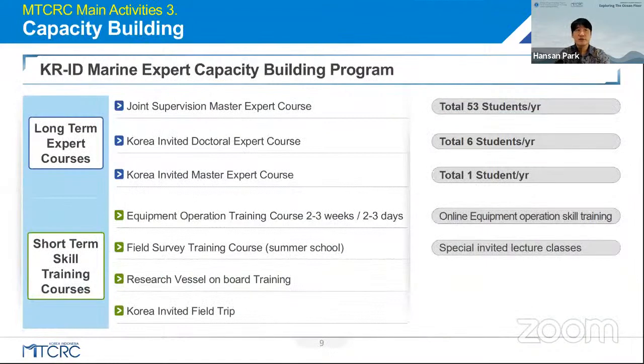And we also conduct a capacity building program. So there are 7 courses, and it's divided into parts. First one is the long-term expert courses. So we can give a degree, master degree or doctor degree. So already 53 students are supported by this master degree program, and also 3 students are studying in Korea for doctoral degree courses, and 1 master degree. And also we have many security training courses.